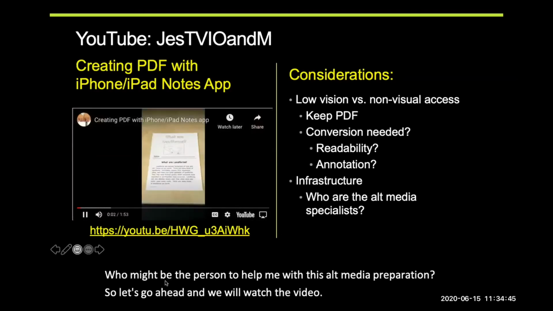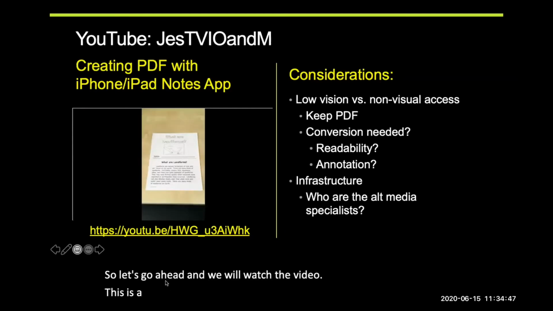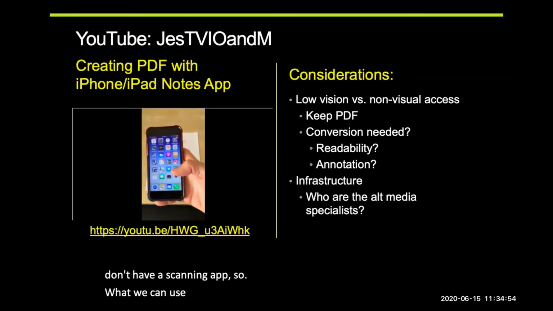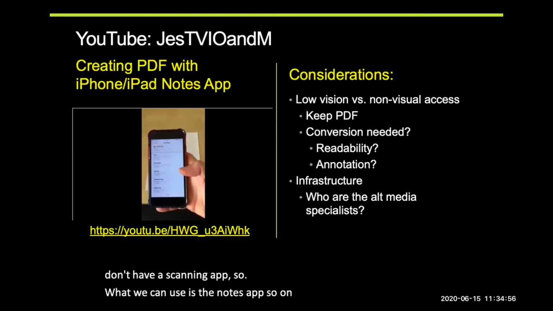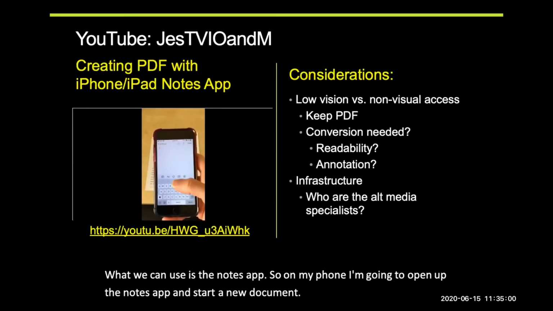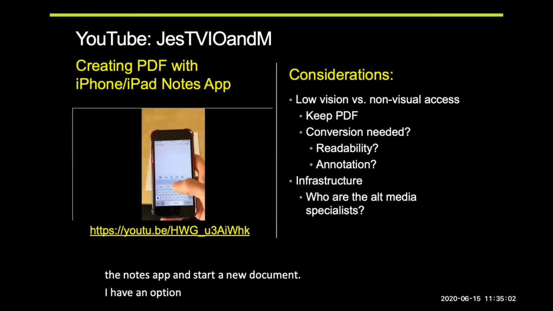This is a demonstration on making a PDF with your iPhone, even if you don't have a scanning app. So what we can use is the Notes app. On my phone, I'm going to open up the Notes app and start a new document. And I have an option here that is a camera icon.